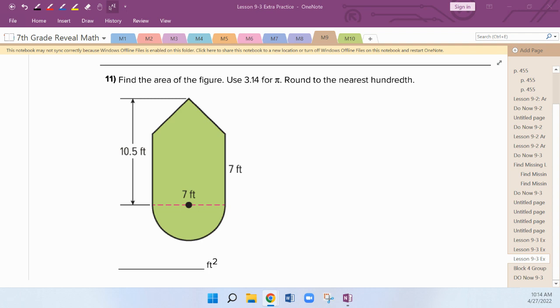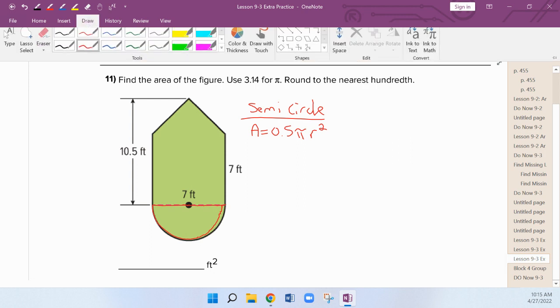All right, this one looks like a three shaper. Let's start by doing the one that's most obvious to me. I see a semicircle, and my formula for that is 0.5 times pi times radius squared. And then what do I see?